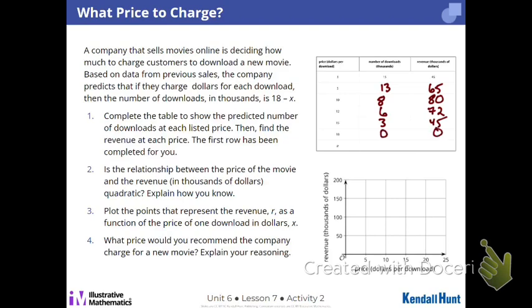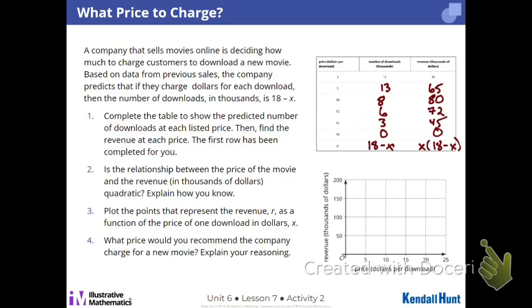So every time, to get the number of downloads, we are given the function 18 minus x. And to get the total revenue, we would multiply that by the price per download. So I wrote it as x times 18 minus x. And what should we be looking for to see if this is quadratic?